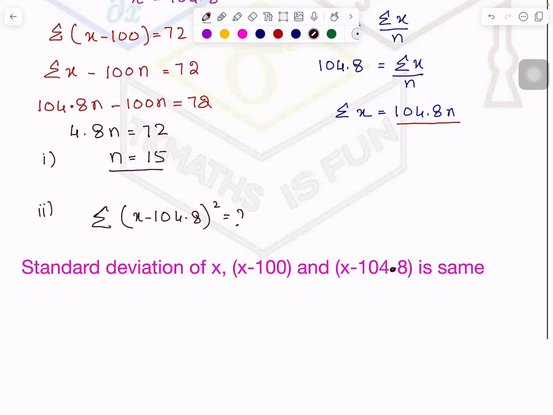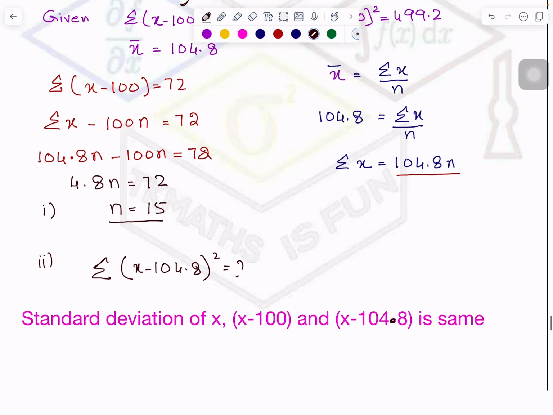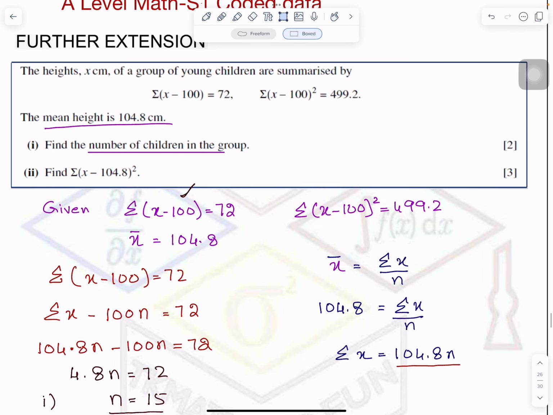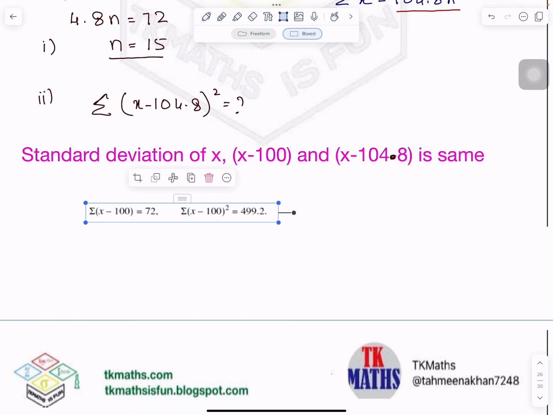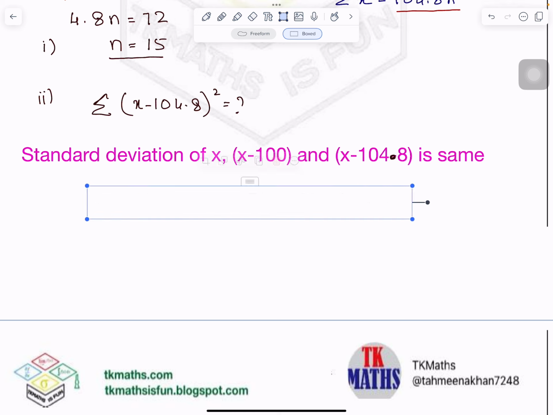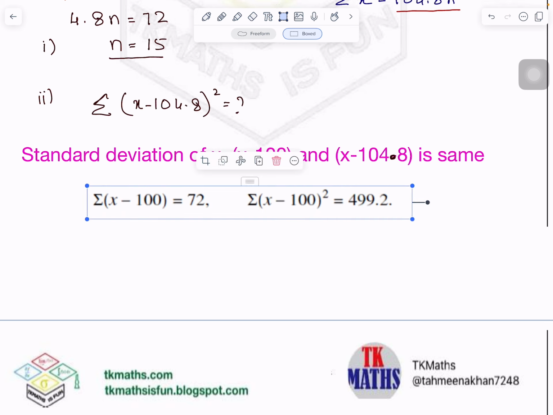So now, I have all the information given in terms of x minus 100. What is the information given to me? Let me note it down from here to avoid any mistake. So the information is this, which is given to us. Using this information, I can find the standard deviation of the x minus 100 data. That will also give me the standard deviation of x minus 104.8, because it would be the same.